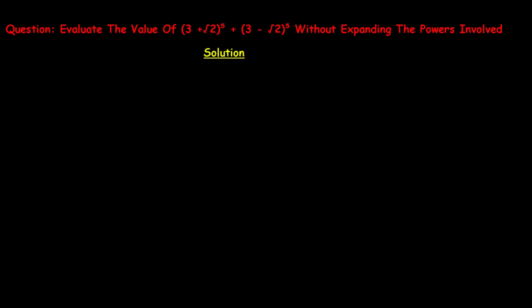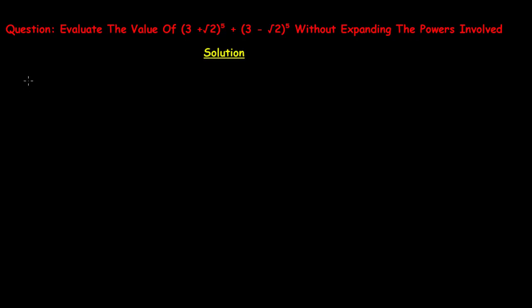Now, I'm going to evaluate the value of 3 plus root 2 raised to power 5 plus 3 minus root 2 raised to power 5 without expanding the powers involved. This means that we should try and solve this question without using any form of expansion like binomial expansion and then collecting like terms. We should try and avoid that. So I'm going to use a very interesting method.